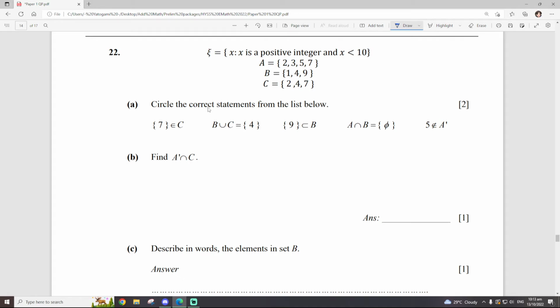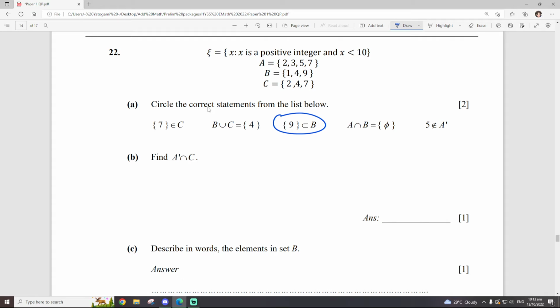B union C is 4. Okay, that's obviously false because it is 1, 2, 4, 7, 9. If it was intersect, then it would be correct. 9 is a subset of B. This is correct. It's a proper subset actually. So yes, this is also correct.